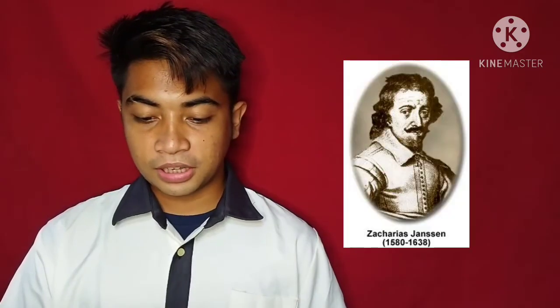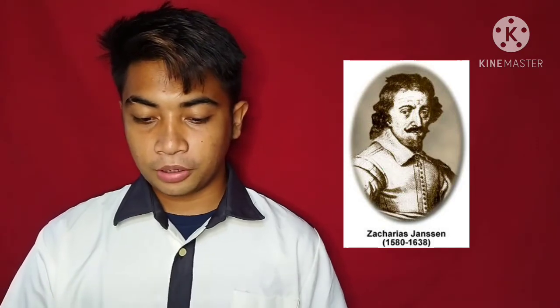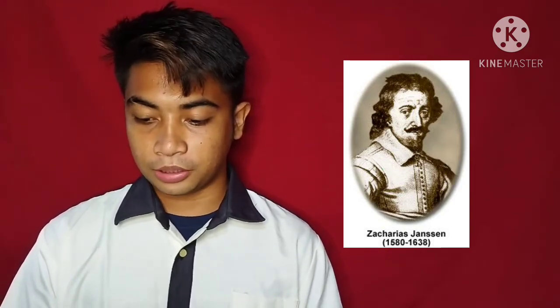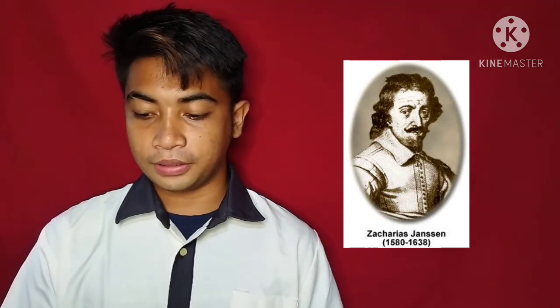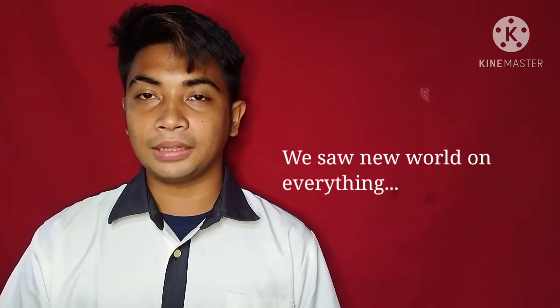But Zacharias Janssen is credited with inventing the microscope. For millennia, the smallest thing humans could see was about as wide as a human hair. With the microscopes invented around 1590, we saw a new world of living things in our water, in our food, and under our nose.